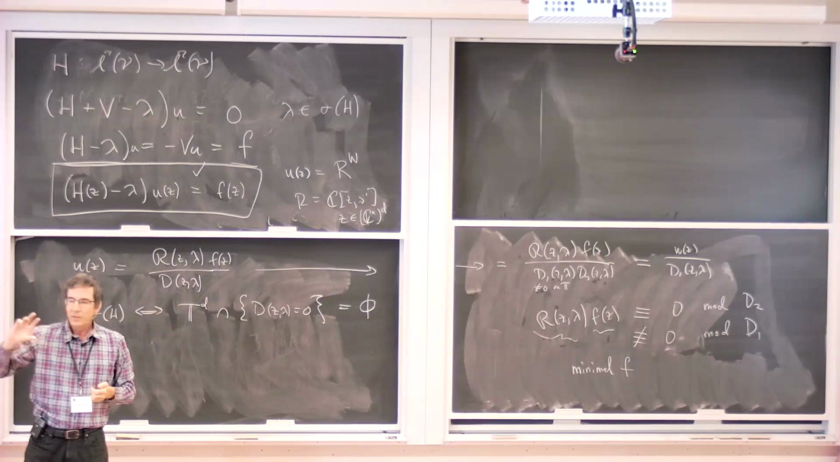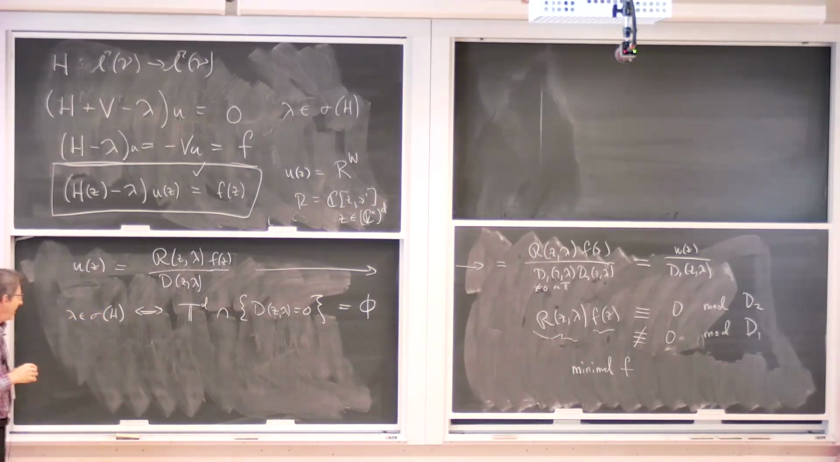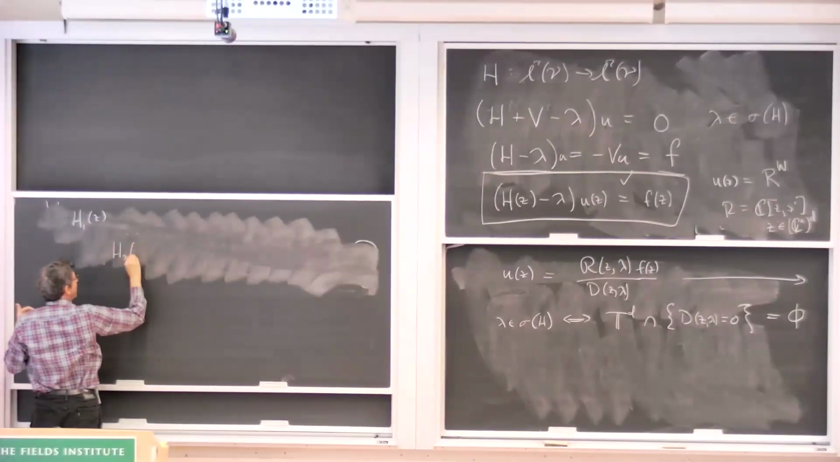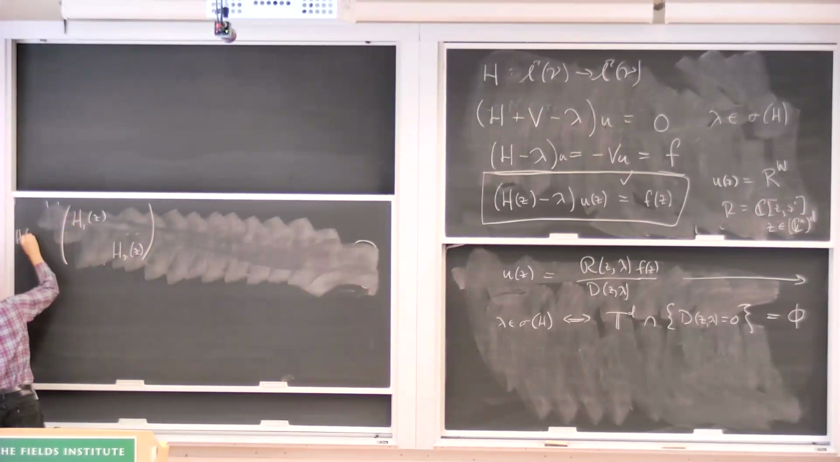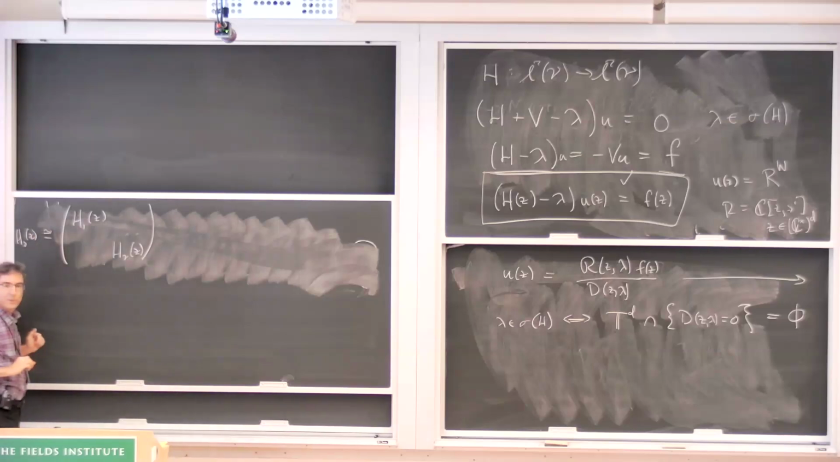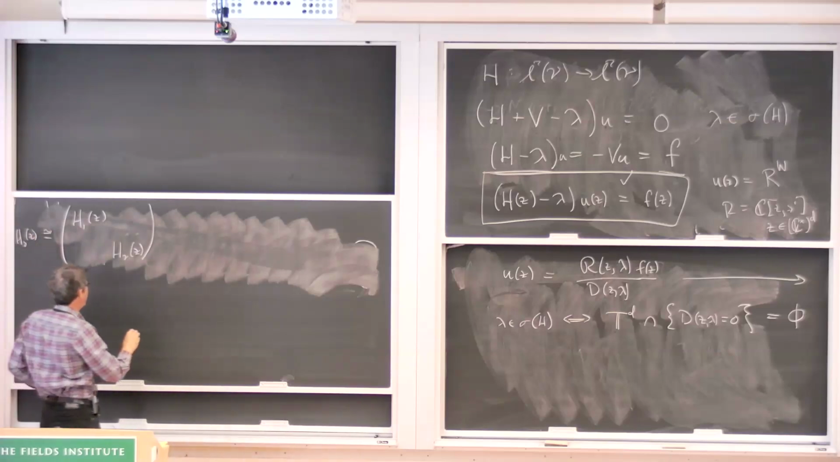Then what you can do is decompose the operator into its action on the even and the odd states. And when you do that, you're just block diagonalizing the H of z. So let's say the H of z is now block diagonalized to H1 of z and H2 of z. Okay. And I'm saying under the appropriate change of basis, it becomes this.